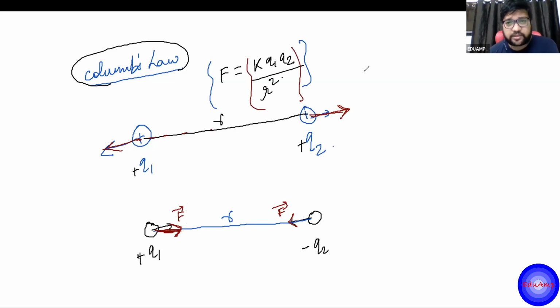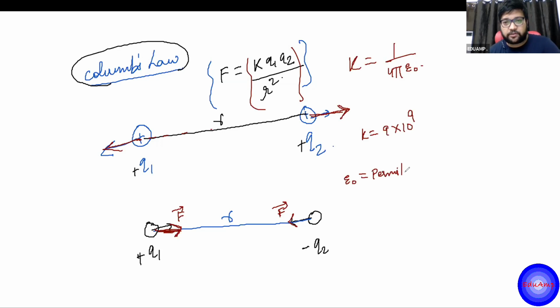Now what is K? K is 1 upon 4 pi epsilon naught, a constant. The value of K is approximately 9 into 10 to the power 9, and epsilon naught is the permittivity of free space.